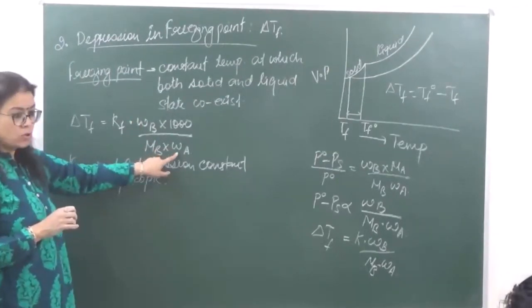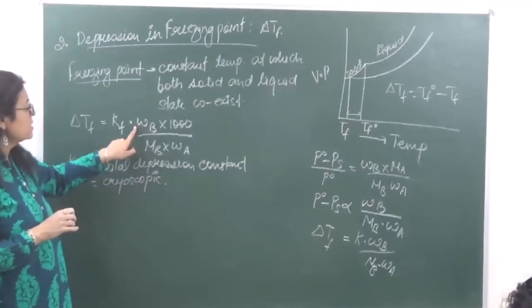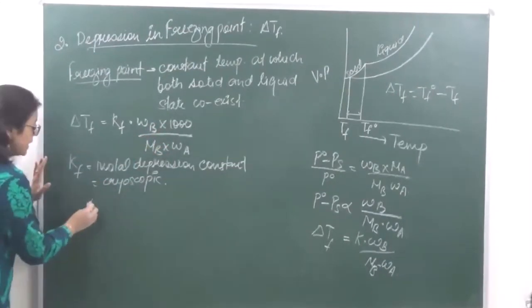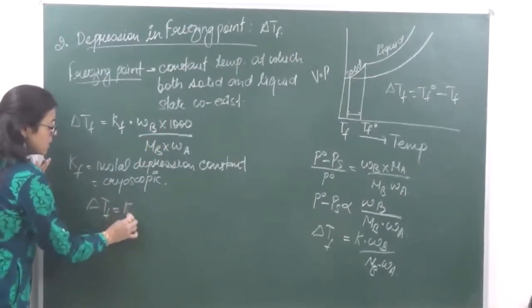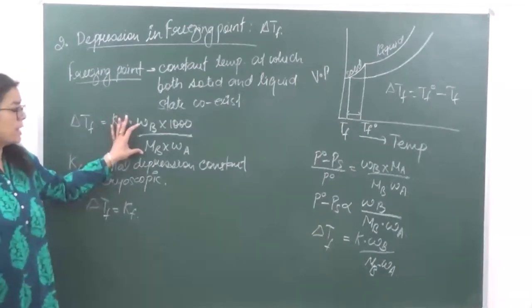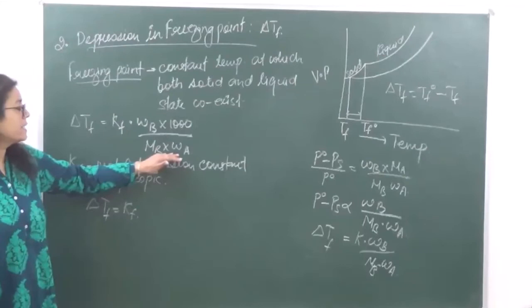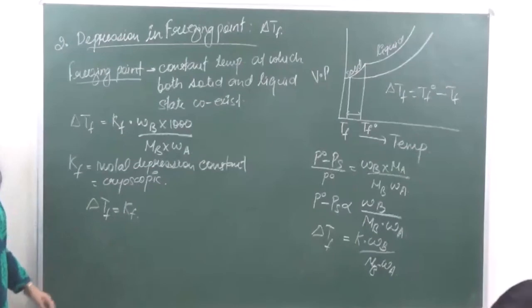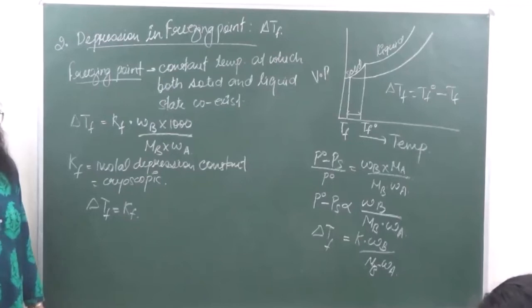Right? Now if we say that Wb upon Mb is equal to 1 and Wa is equal to 1000, then in that case delta Tf becomes equal to Kf. So how will you define Kf? It is the depression in freezing point when Wb upon Mb becomes equal to 1 and it is dissolved in 1000 grams of a solvent. So in that case your delta Tf becomes equal to Kf. Have you understood?